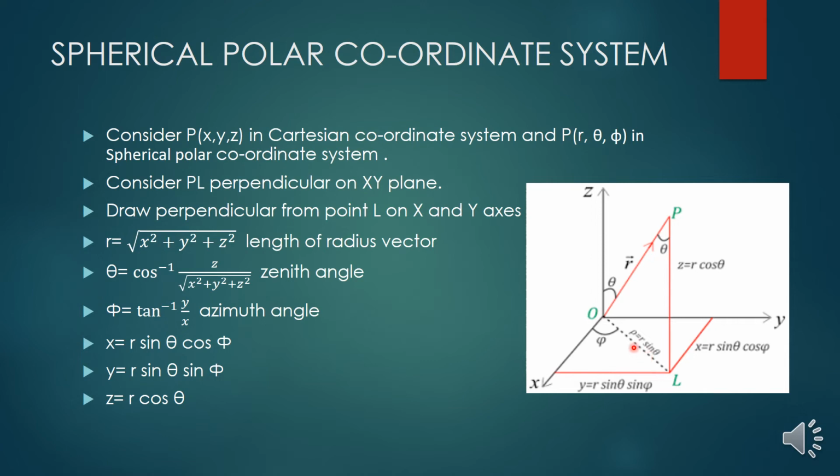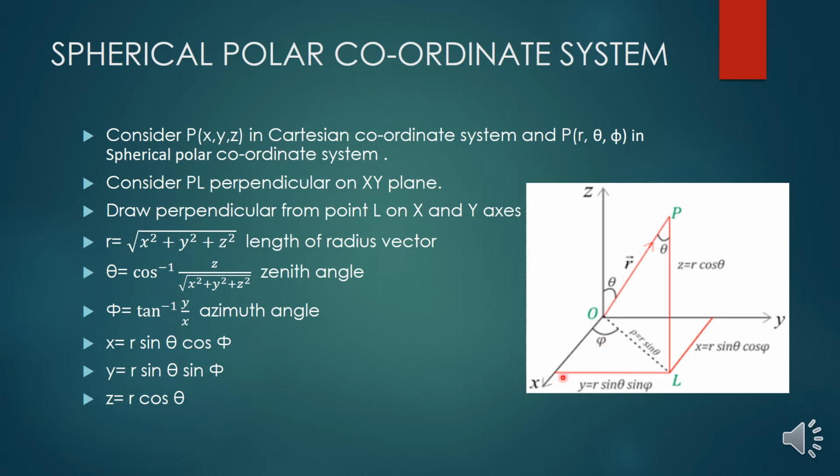So in this right angle triangle, from L we are drawing a perpendicular on the x-axis. So this angle is a right angle, a 90 degrees angle. Therefore OL is going to be the hypotenuse. So this hypotenuse multiplied by sin phi, r sin theta sin phi, because this is the side opposite to the angle phi.